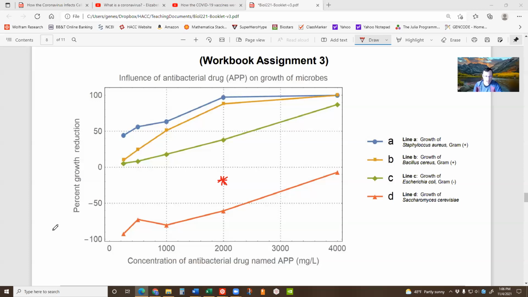As you're thinking about it, let me just restate the question for everybody. Look at the yeast line there, the orangish red line. Is there more stimulation of yeast growth on the left side of the graph or the right side of the graph?